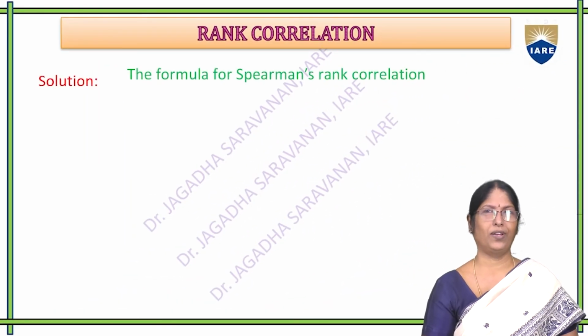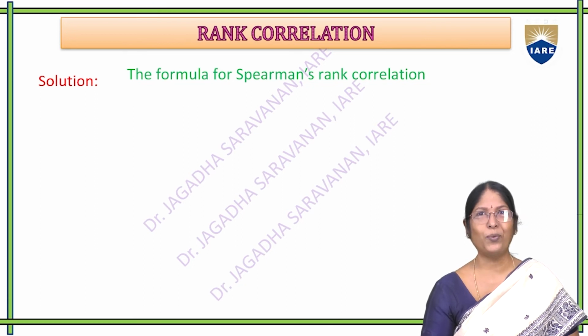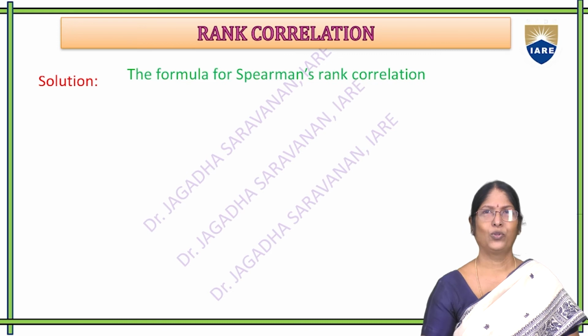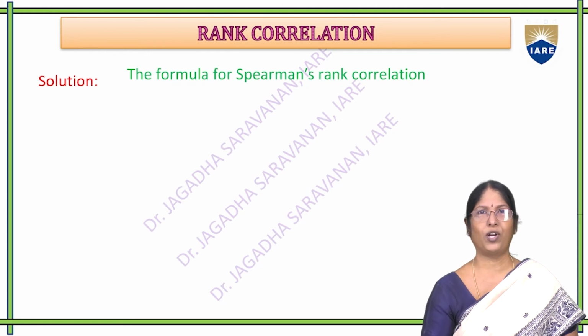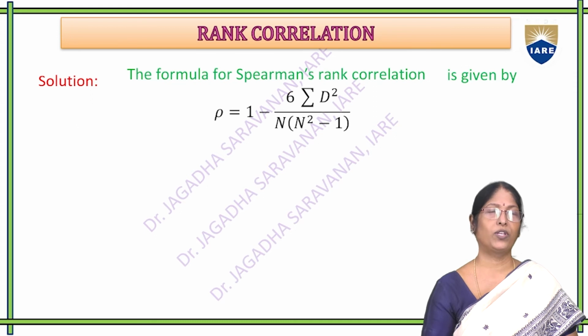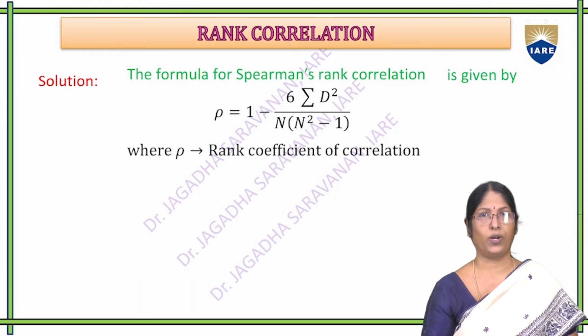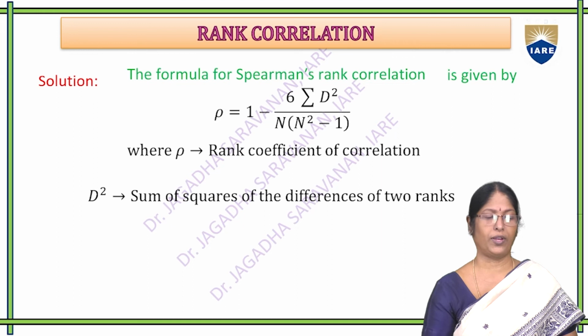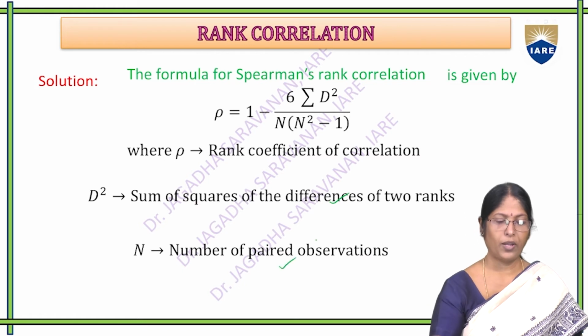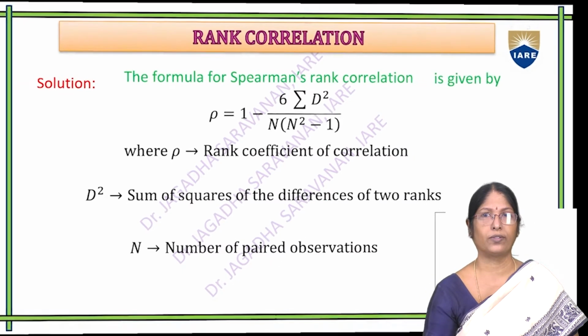Solution. As usual, we have read the question, which is given to find rank correlation. To find the rank correlation, Spearman defined the formula. First we have to write the formula. That is the way of presenting the answer in the examination. The formula for Spearman's rank correlation is rho equal to 1 minus 6 into summation d square divided by n of n square minus 1. Rho equal to rank coefficient of correlation, d square equal to sum of squares of the differences of 2 ranks, and capital N equal to number of paired observations.